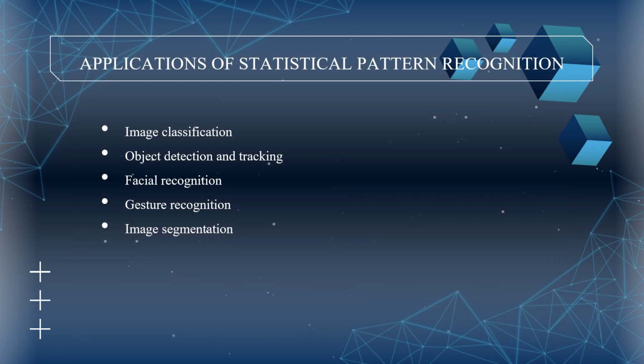Next is the applications of statistical pattern recognition. Statistical pattern recognition plays a vital role in various computer vision applications including image classification, object detection and tracking, facial recognition, gesture recognition, image recognition, and many more. It provides a foundation for automated visual understanding and enables computers to perceive and interpret visual information in a meaningful way.